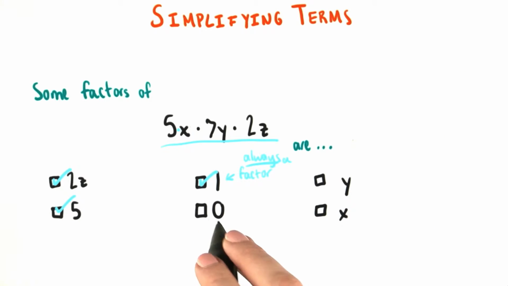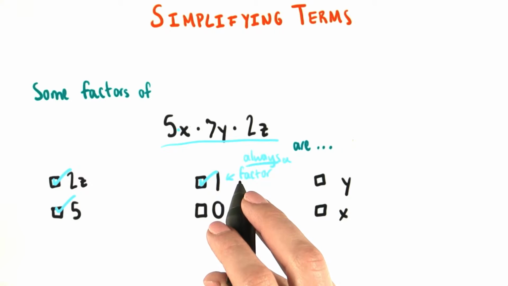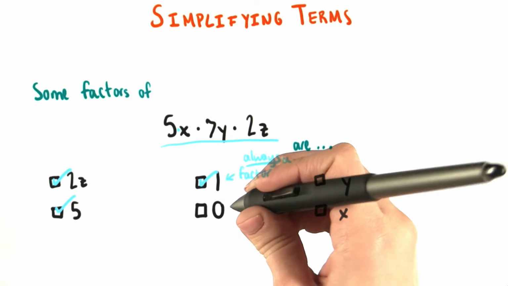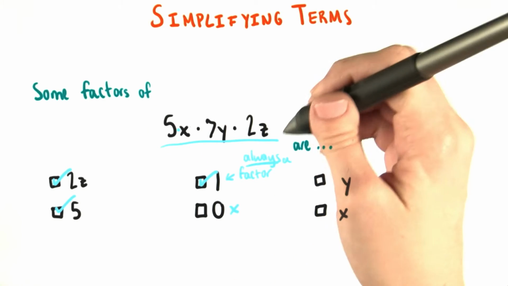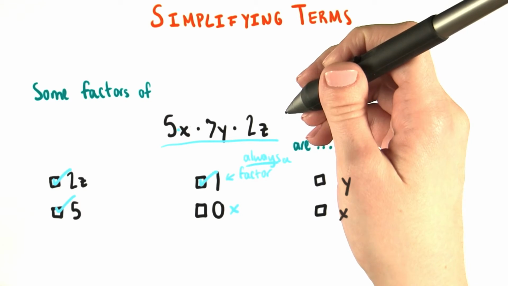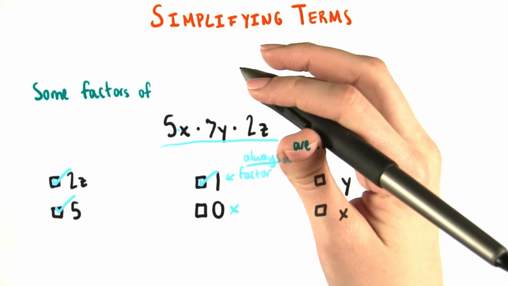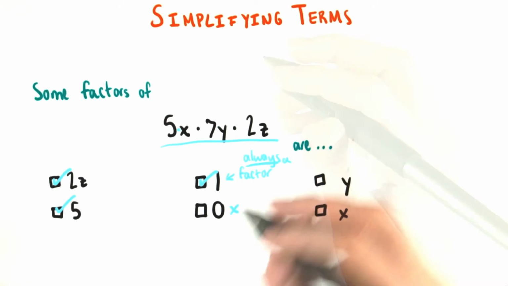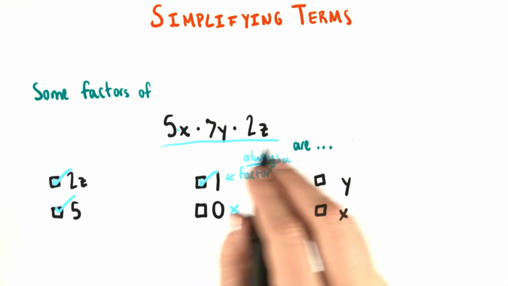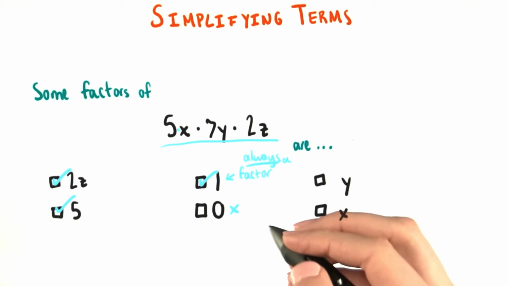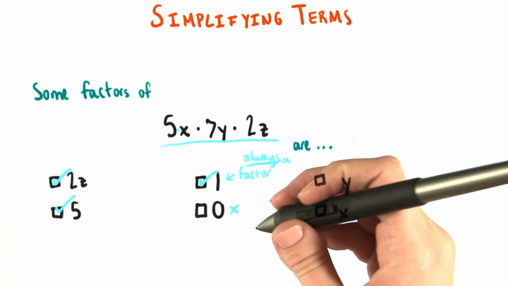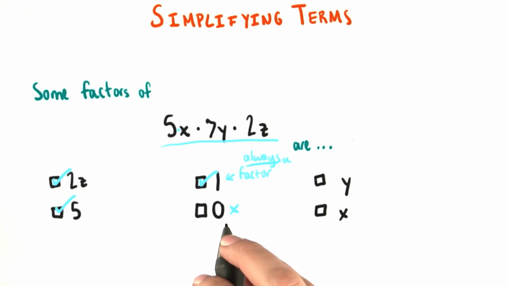Now at first you might think that 0 is similar to 1 in this way, but 0 is actually not a factor here. We can't divide this expression by 0. That would actually give us a solution that we don't know how to interpret right now. And there's nothing that we can multiply by 0 in order to get this expression, since 0 times anything is just equal to 0. So 0 should not be checked off.